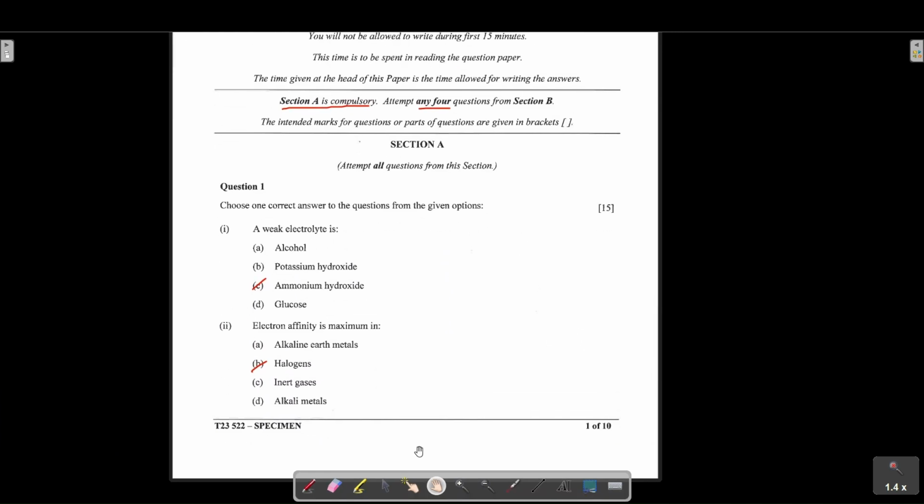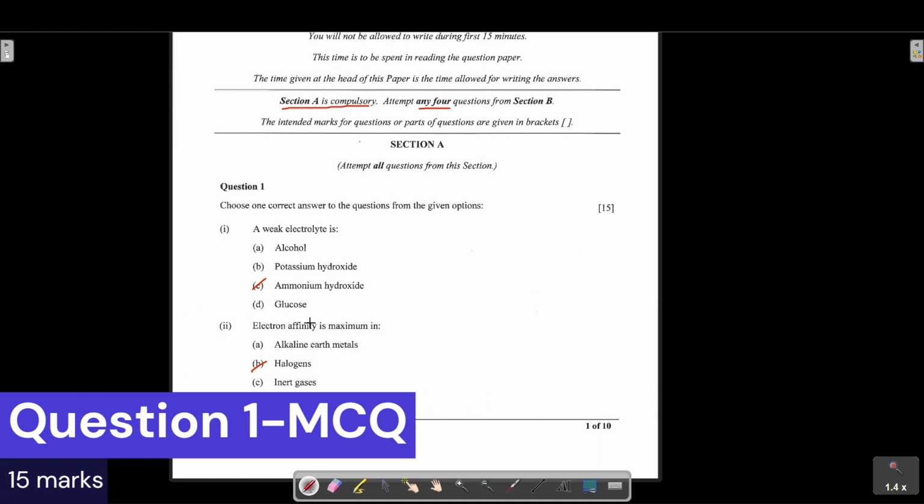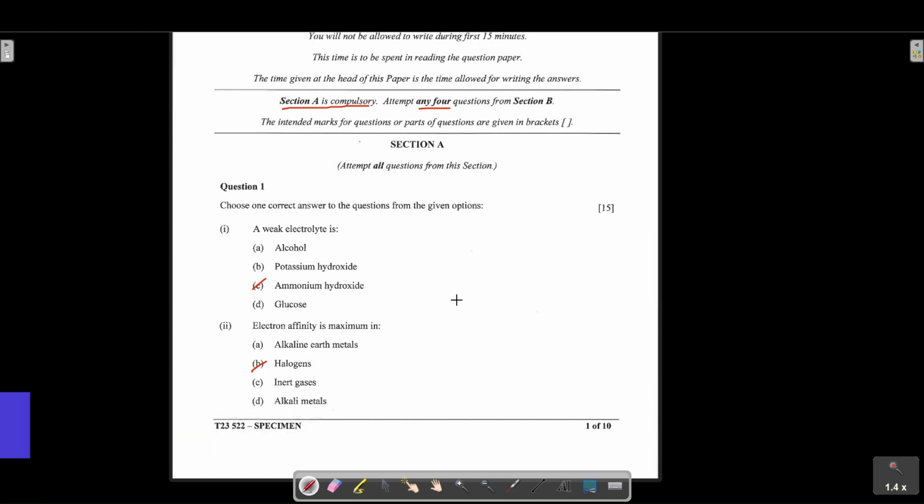So you can see section A. Weak electrolyte is ammonium hydroxide. Alcohol and glucose both are organic compounds, so they are non-electrolytes. Potassium hydroxide is strong. Electron affinity is maximum in halogens. As you move across the period, electron affinity increases. Inert gases have positive values, so they are excluded.